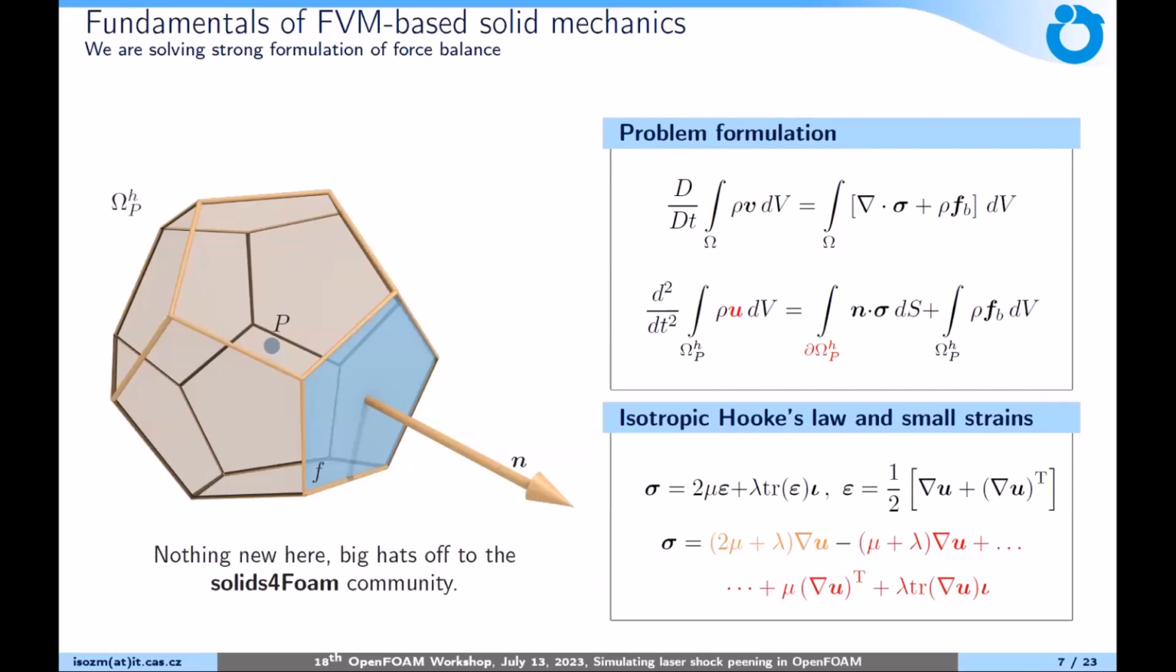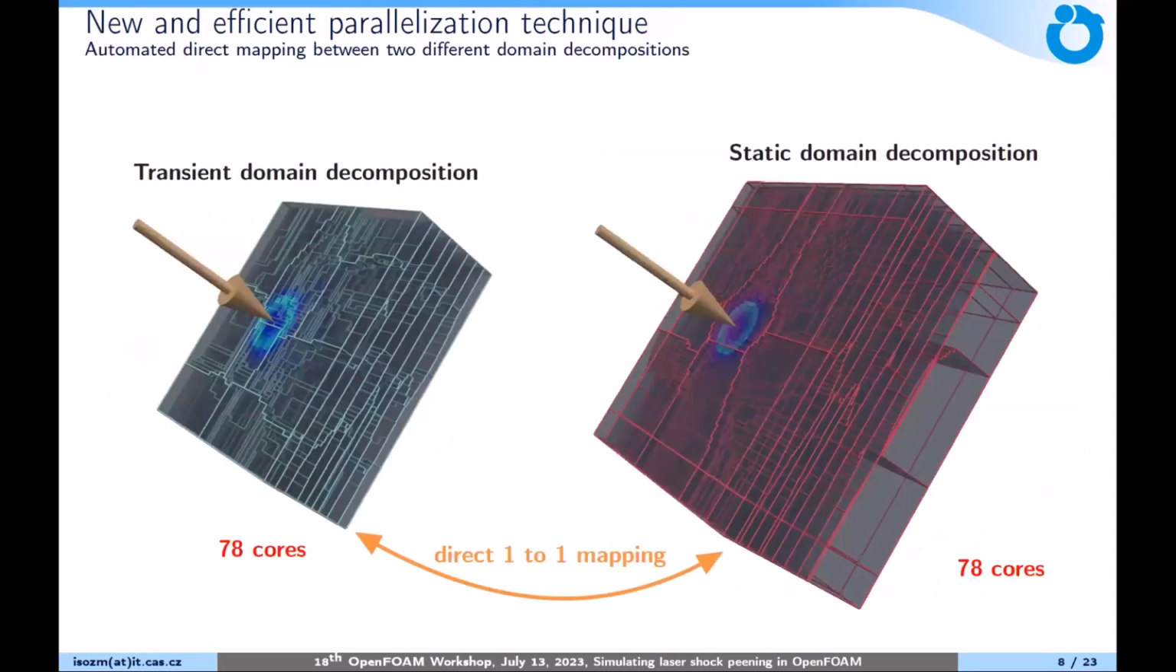So nothing new here. We have a standard balance equation formulated in displacement, with isotropic Hooke's law. Everything lives in small strains and small rotations. We played with different approaches available in OpenFOAM, in solids4foam, but in the end the simplest one, the segregated cell-centered approach, seems to be the most suitable for this case for some reason. But yeah, nothing really new here.